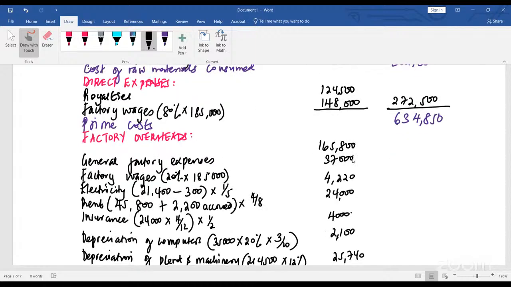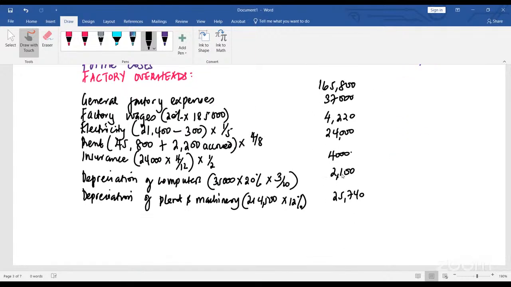So those are the factory overheads. I think we have captured all. So we get our total factory overheads very fast. We add them up to get the total production cost. Then we add the opening work in progress, we deduct the closing work in progress, then we come up with the cost of the goods completed.